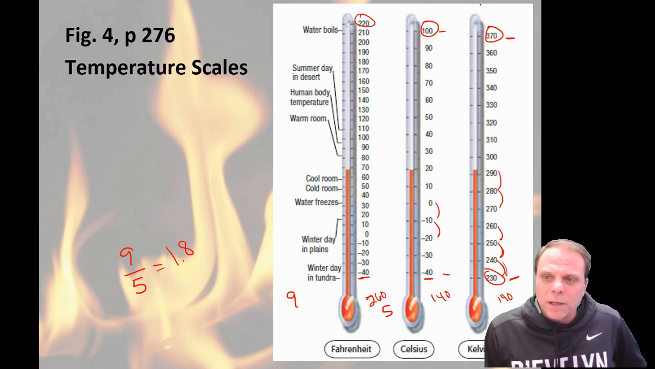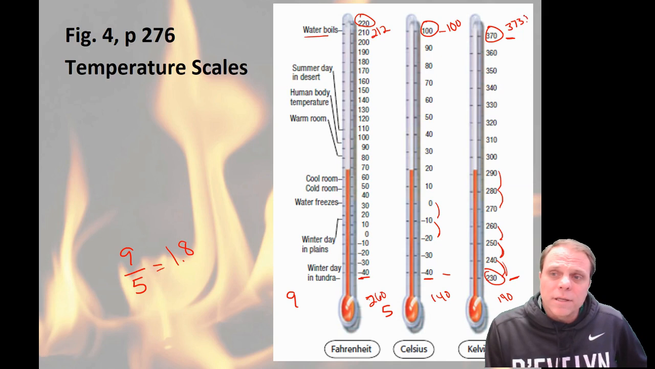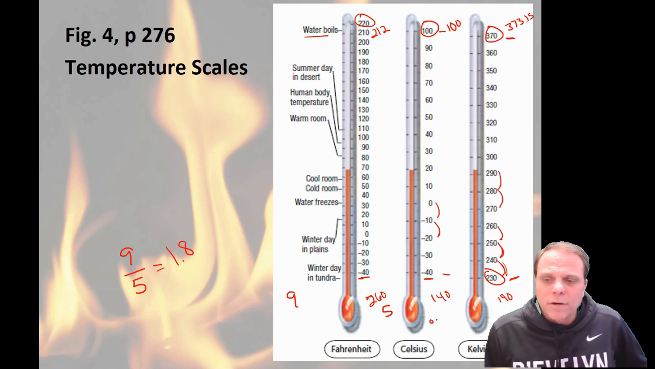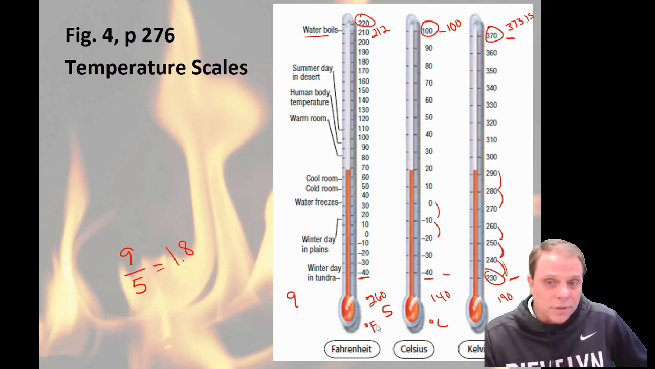Again, if we look at these scales, you'll notice that they're not really showing us exactly where our boiling points are. Water boils on the Fahrenheit scale at 212. On the Celsius scale, it is 100. And then on the Kelvin scale, it's actually 373.15 is what they would like to call that, okay? Another thing that's important to remember about Kelvin is Kelvin doesn't have a degree sign. We do talk about degrees Celsius and degrees Fahrenheit, but we don't talk about degrees Kelvin. We just talk about Kelvin units, okay?